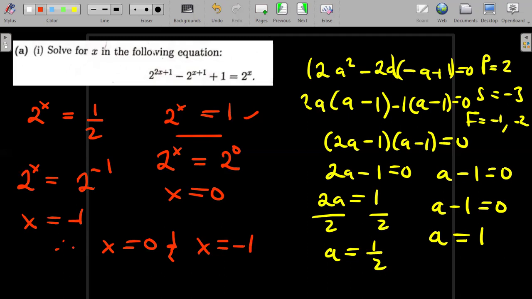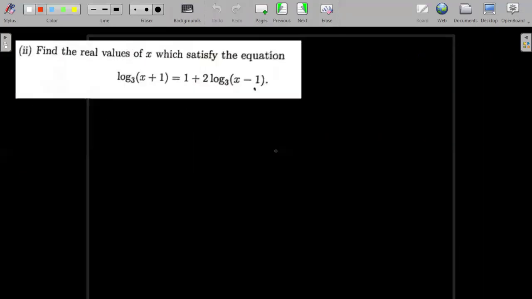Okay, so let's move on to the next one. The next one we have here says find the real values of x which satisfy this equation here. So how do we do that?